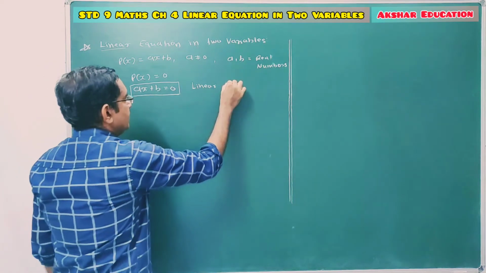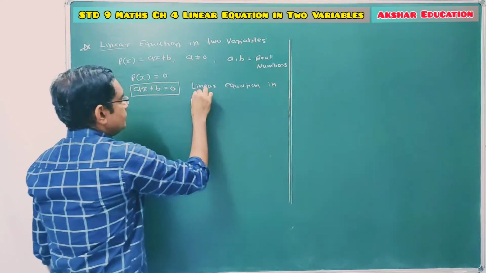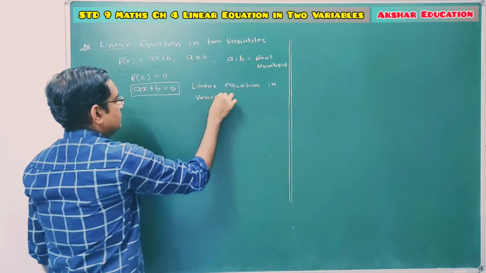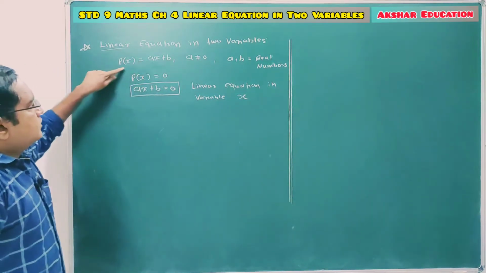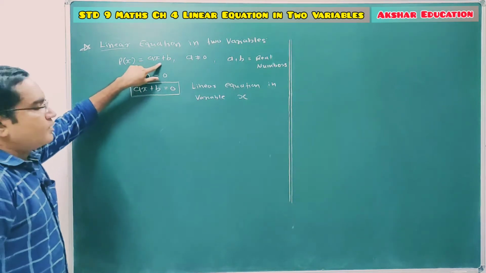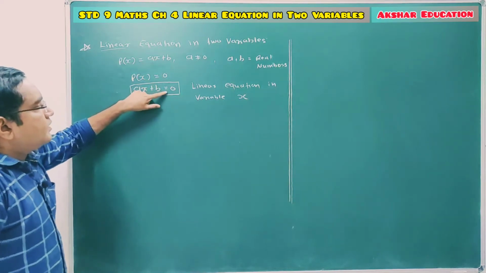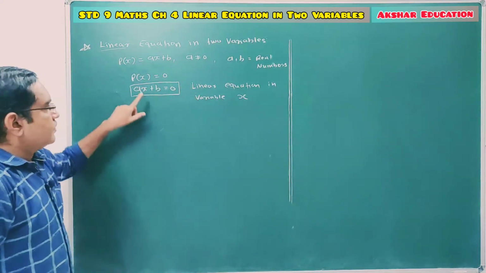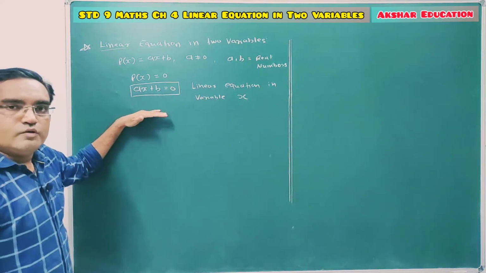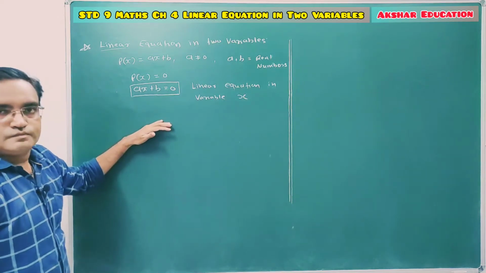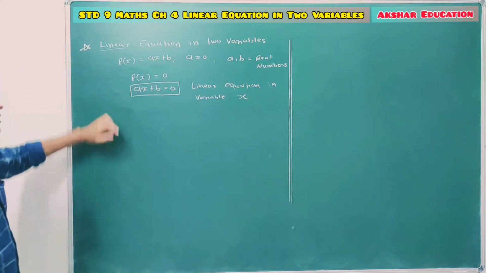This is one linear equation in variable x. So this is linear equation in one variable. Standard form of linear polynomial is ax plus b. If we compare that linear polynomial with 0, we are getting one linear equation in one variable. One variable is variable x. This type of equations we have studied in standard 8, linear equation in one variable, and how to find the solution of this linear equation in one variable.